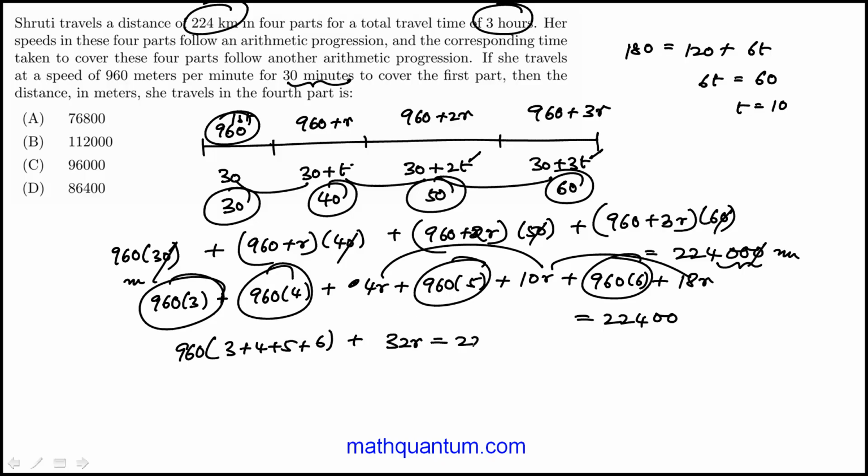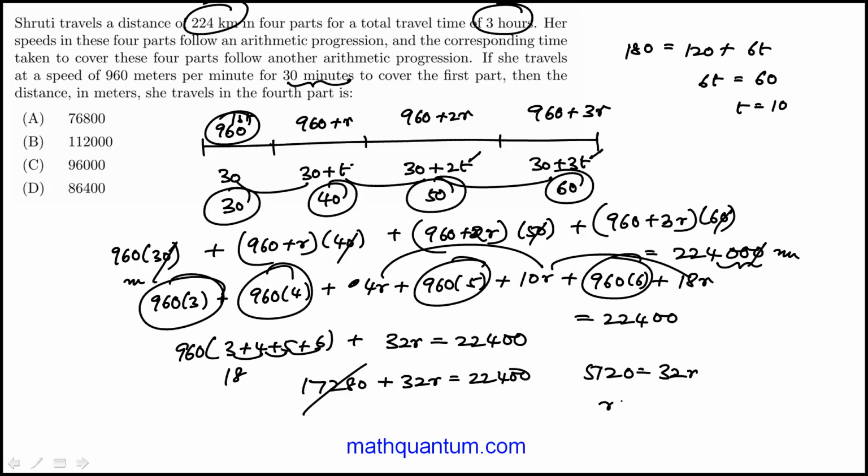So at this stage, I'm really just trying to reduce the amount of work. This is 7, 12, 18, and I'll use the calculator at this point. 960 times 18, which is 17,280. And then subtract that. So minus 22,400, I get 5120. And then r, which is the common difference for the speeds, would be 5120 divided by 32.